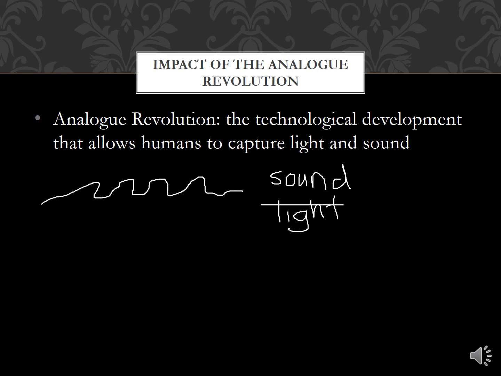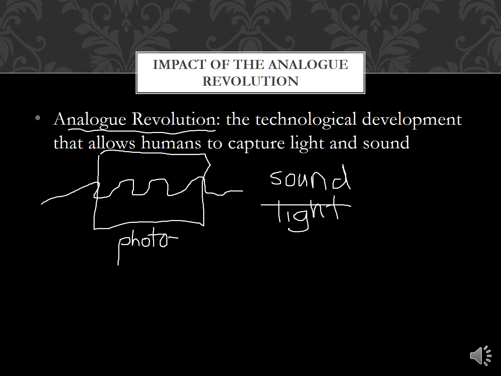So the analog revolution is the ability or the technological advances that allow human beings to capture sound and light. Sorry for the drawing. I'm trying to draw this with a mouse, which is very difficult. So what types of inventions allow this to happen? Obviously photography, right? So photography is the capture of light. Photos. Okay.